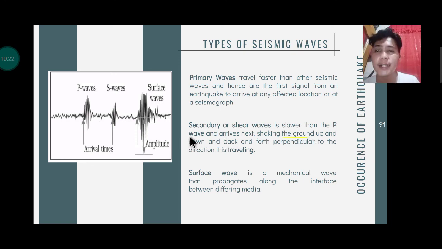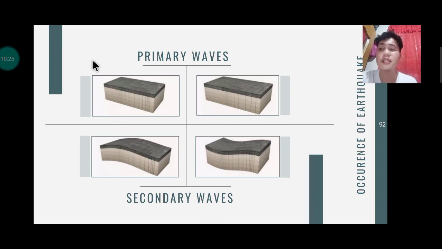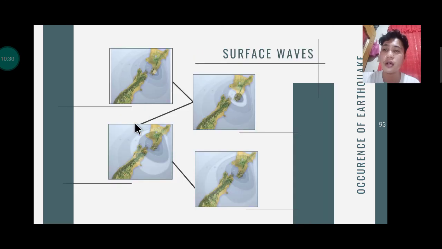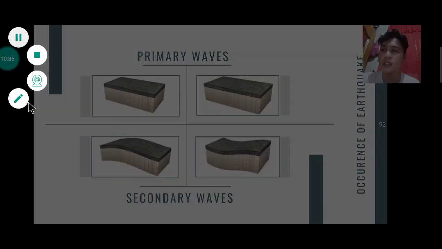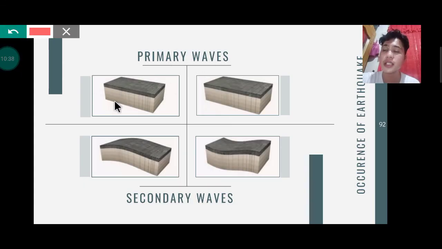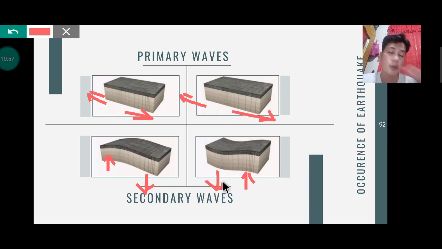To give you a look at what their movement and direction are, I have a presentation, I mean images. These are their depictions. As you can see, this is the primary wave, and its direction is just back and forth, and then the secondary wave goes up and down. That is why it seems to have a wavy motion.